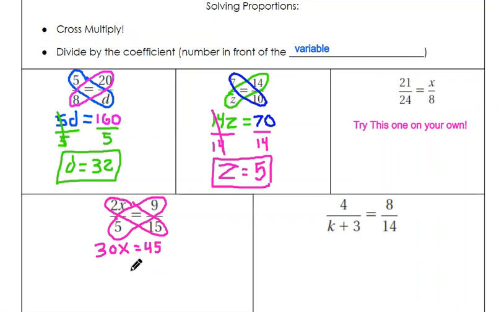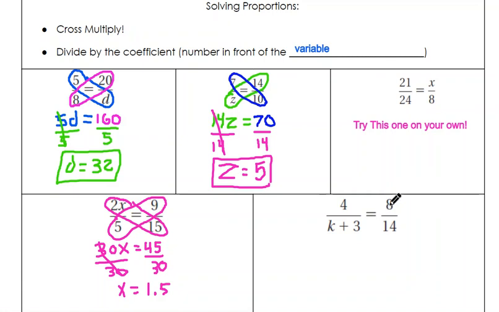All right, so then I would divide by 30, right? Just like how I did up there, cross those off. 45 divided by 30 gives me 1.5. So x equals 1.5.